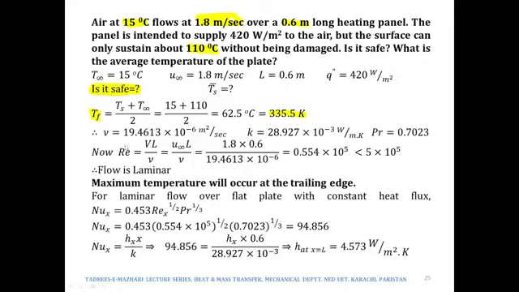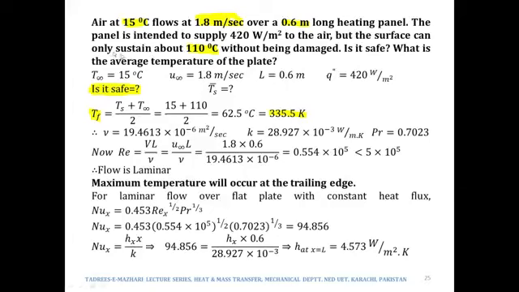So if we try to evaluate the Reynolds number as U infinity times length of the plate over viscosity, we get the value of Reynolds number as 0.5 exponent 5, which is again less than the critical value of Reynolds number for flow over a flat plate. Therefore the flow would be considered as laminar.